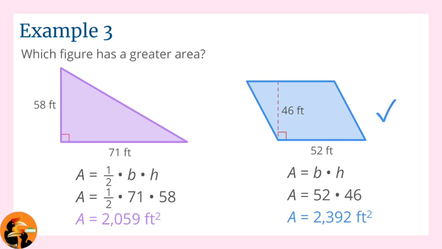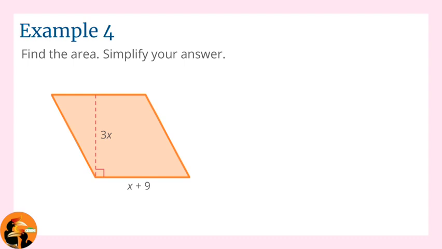Let's try one last example. We're told to find the area of the parallelogram. This time, we have polynomial side lengths, but don't worry, we can still use the same formula to find the area. Since this is a parallelogram, the area is equal to the base times the height. The base is x plus 9, and the height is 3x, so let's substitute those polynomials into the formula.